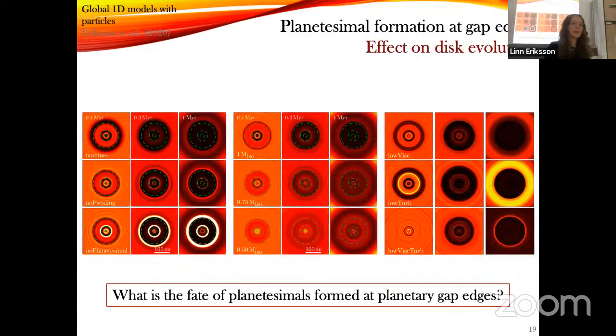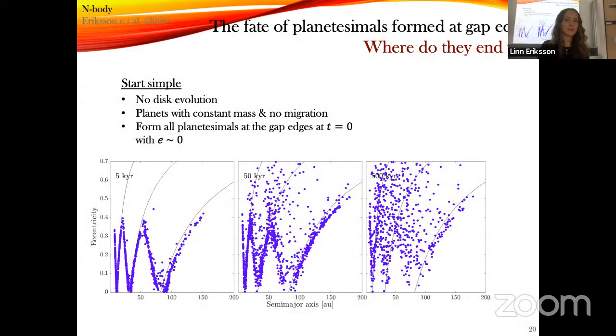Okay, but now we have looked at the formation, so we can move on to the next step, which is the fate of them. What actually happens to all these planetesimals that form at the gap edges? We wanted to start by just answering the question, where did they end up? We do this using n-body simulations, and we wanted to start very simple.